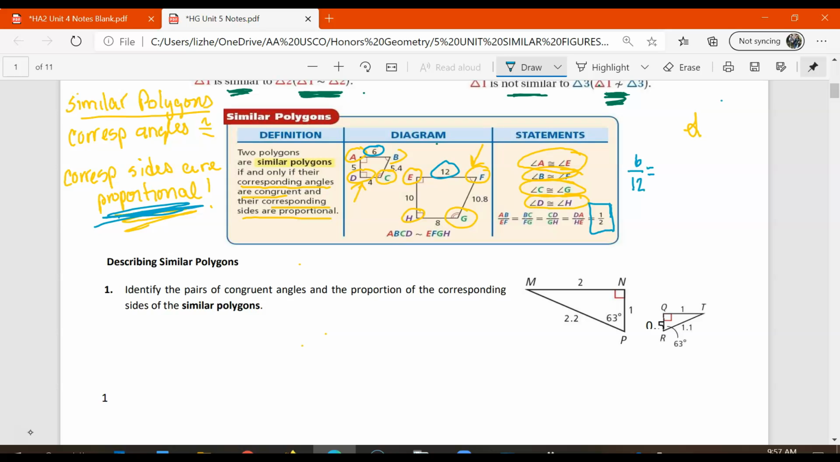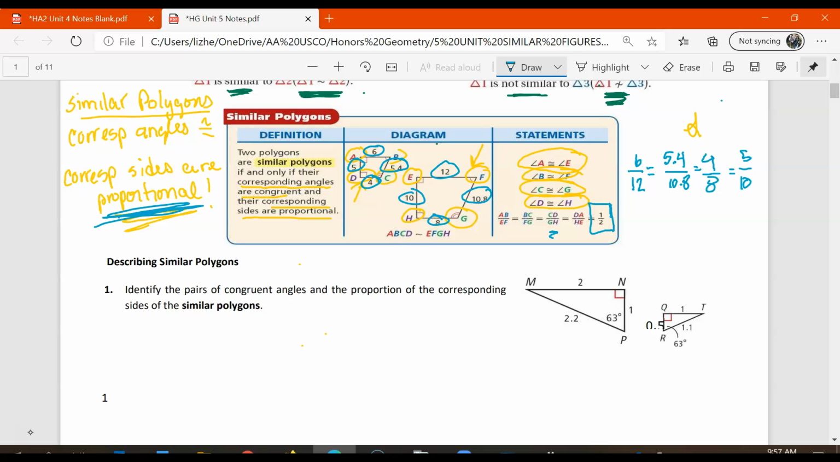And then BC to FG. BC is 5.4 and FG is 10.8. And then I do CD to GH. CD is 4, GH is 8. And then finally, I do AD to EH, 5 to 10. So those are all the side lengths.